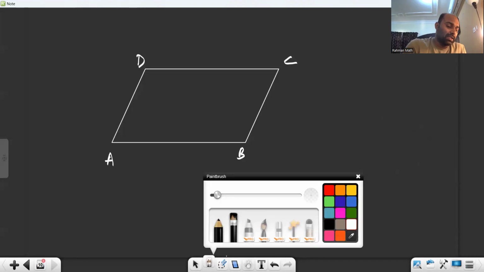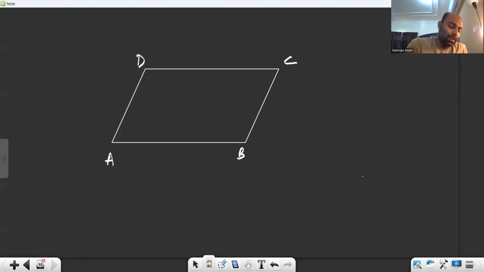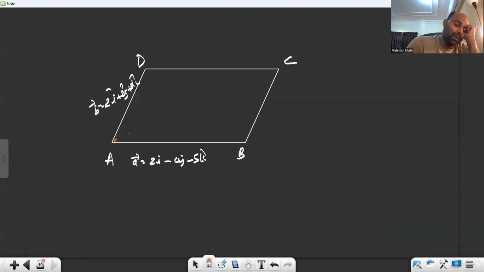Question number 20. The two adjacent sides are given. This side is given as 2i minus 4j minus 5k. We can call it A vector. And another adjacent side is given as 2i plus 2j plus 3k. I called it B. Find two unit vectors parallel to its diagonals. Using diagonal vectors, find the area of this one. I told you many times, the biggest diagonal is always A plus B. This is the biggest diagonal. We can call it D1. Then that's the unit vector you want to find.